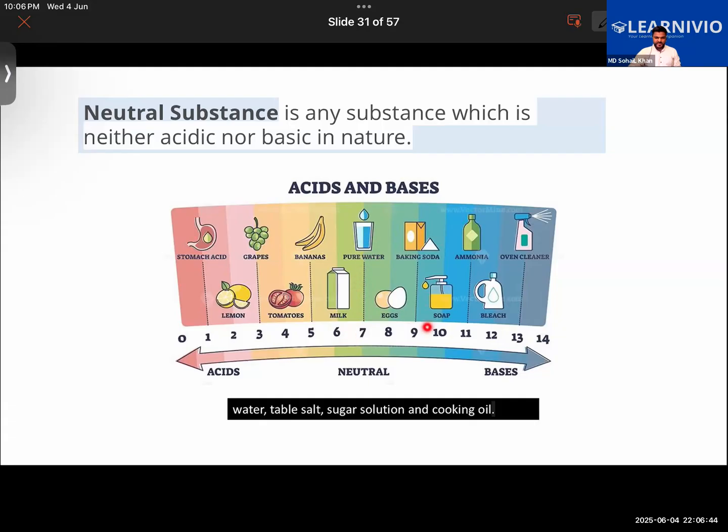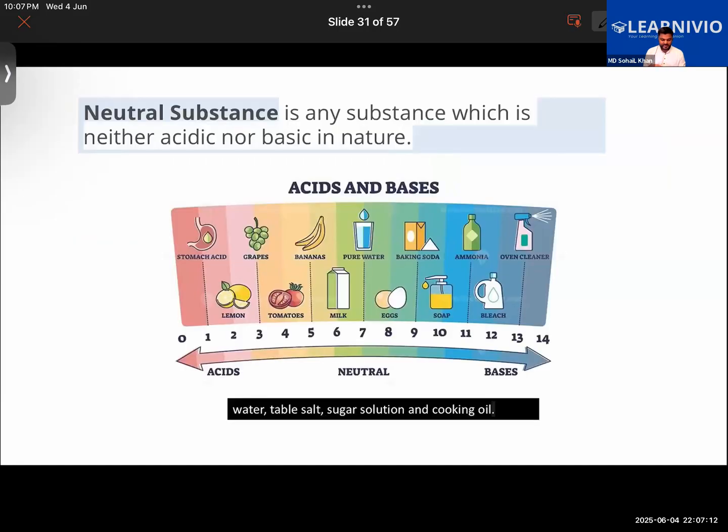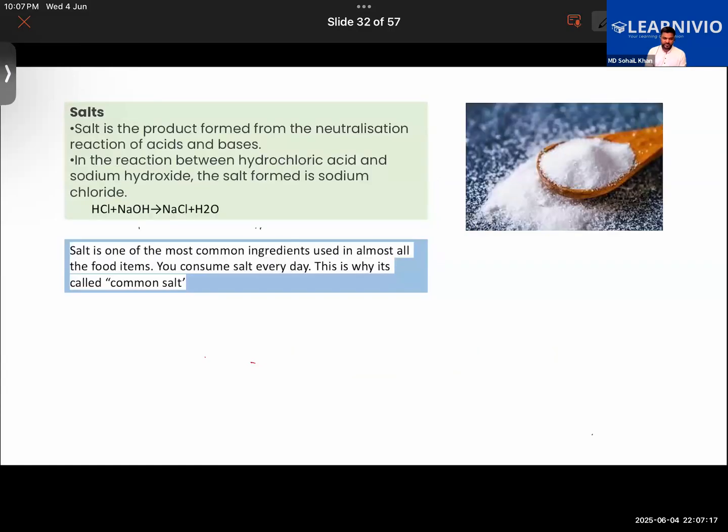Now also these substances like soap, bleach, ammonia, oven cleaner, and baking soda, all of these are basic substances. Talking about salt, it is a neutral substance, and it is formed from the neutralization reaction between acids and bases. Suppose you have taken hydrochloric acid, and you have taken sodium hydroxide. Sodium hydroxide is a base, no?